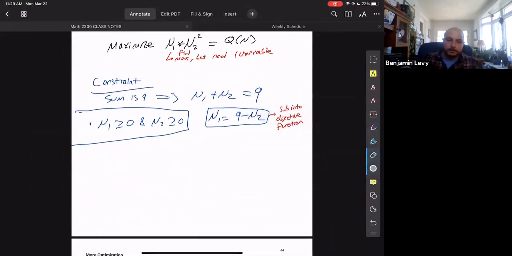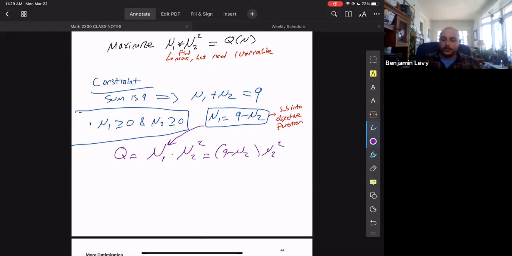So we know Q equals n1 times n2 squared. Take this and plug it right in there, and you'll get this. Which becomes this. And now it only has n2s. And it's a cubic instead of a quadratic like the last one, but still not too bad to find the max.